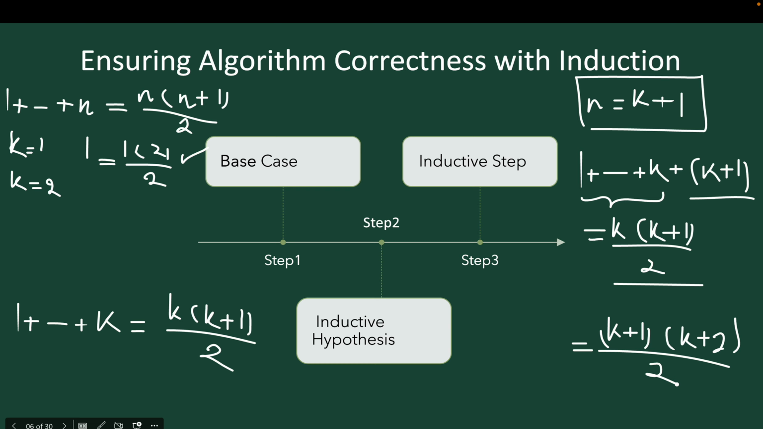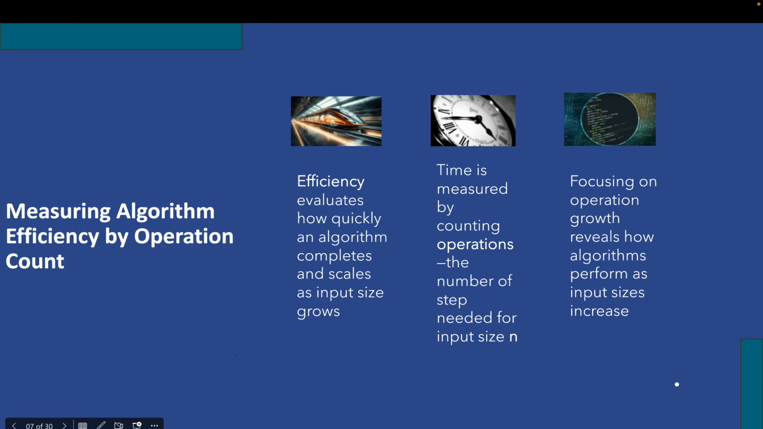That means that you showed the equality holds for k plus 1 inputs, and it means that you proved this equality in general form. The correctness of algorithms is also like this. They are based on induction. After the correctness of algorithms, it's important that we understand how efficient they are.